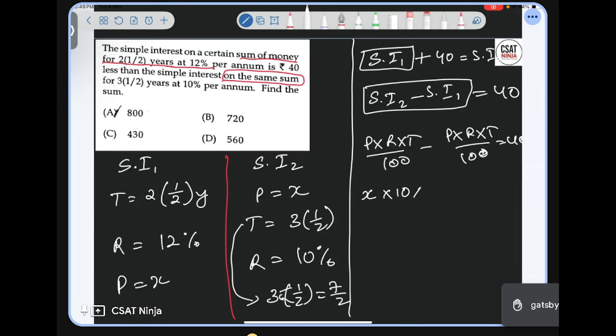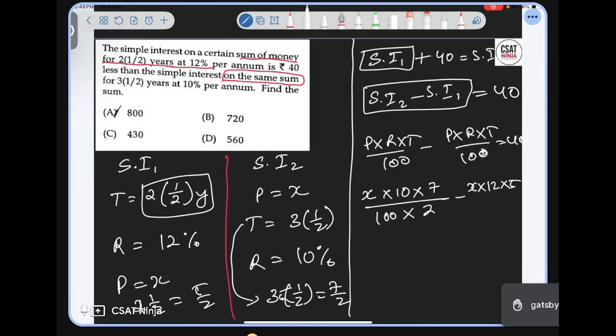So the time here will be 7 divided by 2, into 100, minus principal here is how much? Principal here is x into rate of interest here is 12 into time here is how much? I'll have to reduce this one as well, time 2.5 years. 2.5 years will be 2 into 2 plus 1 is 5 divided by 2. So 5 divided by 2 into 100, which is equal to 40.